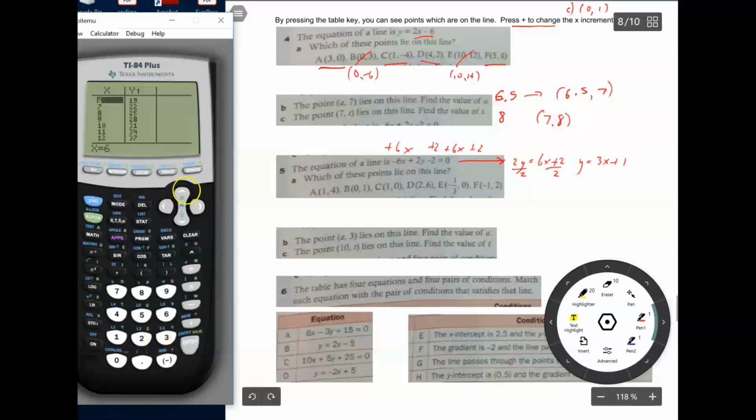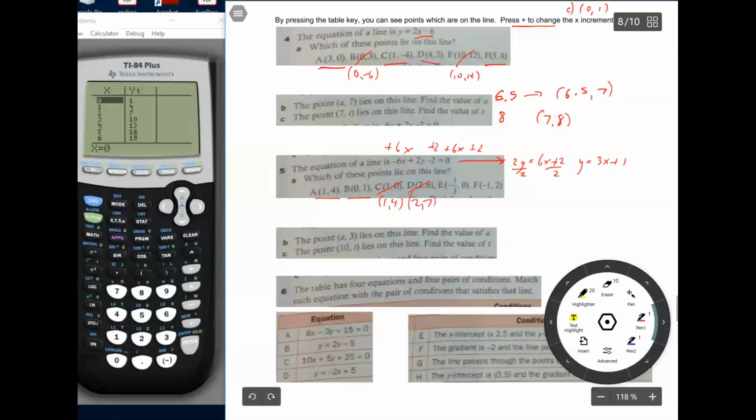And 1 comma 4, let's see if 1 comma 4 is yes. What about 0 comma 1? Yes. What about 1 comma 0? No, it's 1 comma 4. What about 2 comma 6? 2 comma, no, it's 2 comma 7.